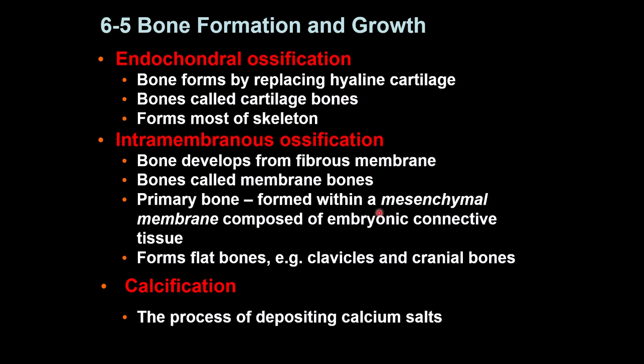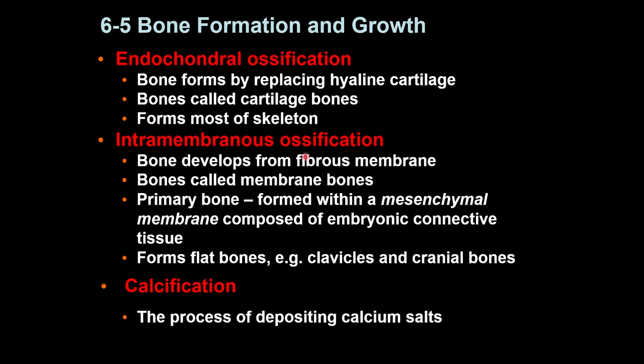This is actually a mesenchymal membrane, which means that it is an embryonic type of connective tissue, and that mesenchymal cell can convert to a primary bone. That's why they are called membrane bone or membranous bone. The examples of these are clavicle or collar bones and some of the cranial bones.